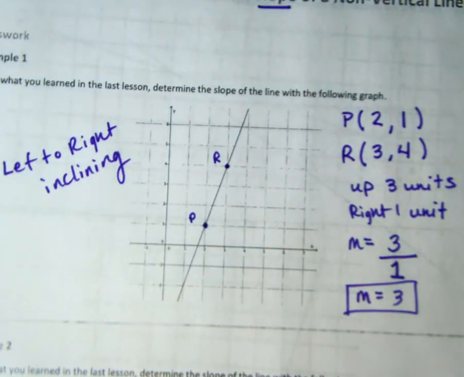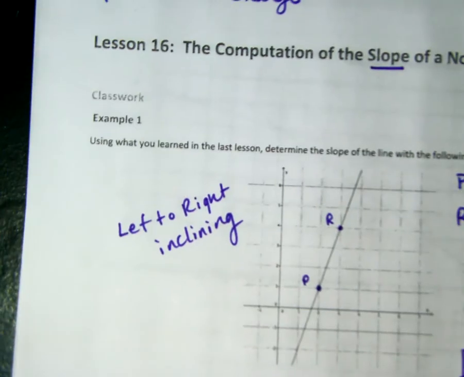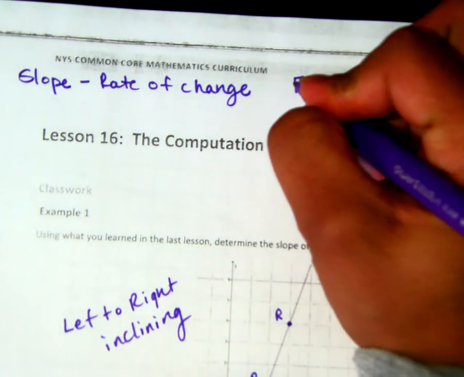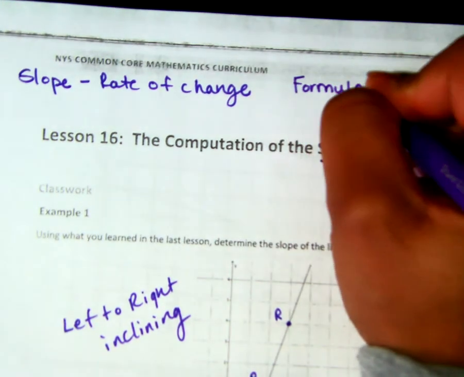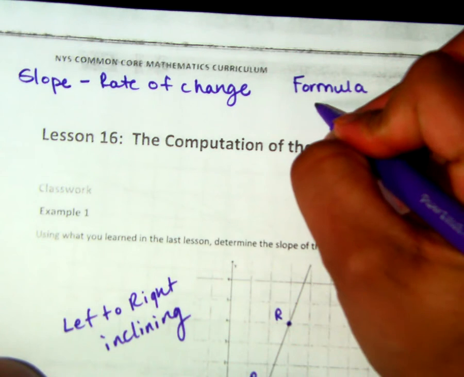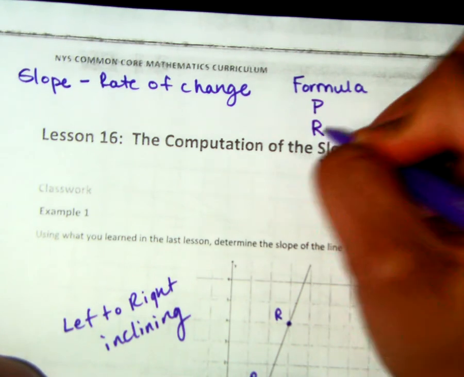Let's go ahead and now talk about what computation looks like. So when you're computing things in math, you're generally given a standard algorithm, a way of working these things out. And that standard algorithm is going to be the formula for slope. So I'm going to go back to the top of the page where we started to make some notes about slope. And let's go ahead and get down this formula for slope. So in order to find the slope of any line, you need to be given 2 points. 1 point P and 1 point R.